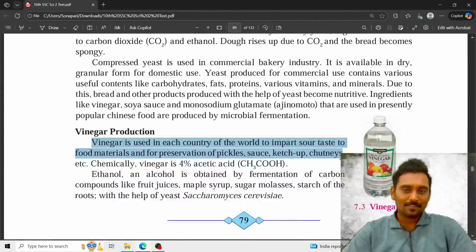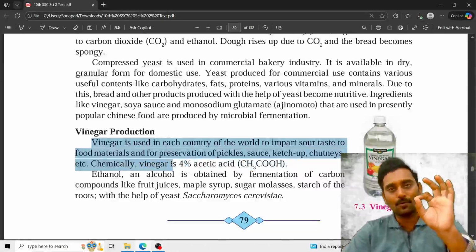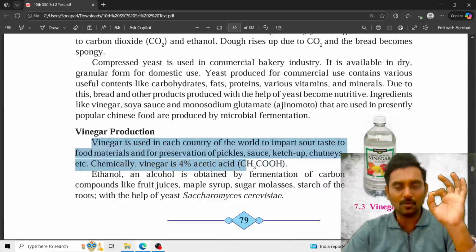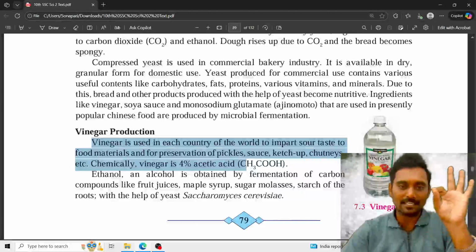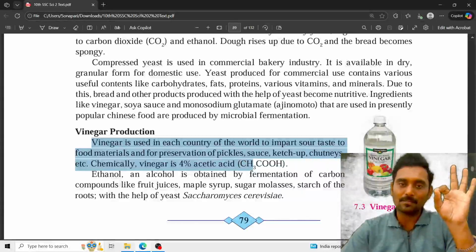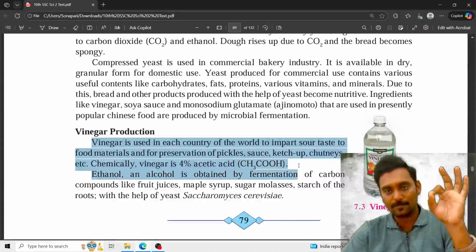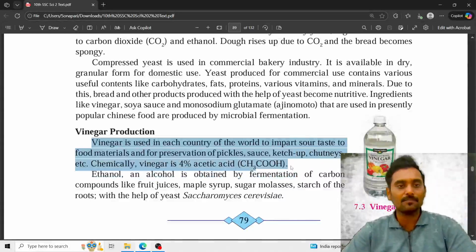Chemically, vinegar has 4% of acetic acid. Vinegar chemically constitutes 4% of acetic acid. So what is the molecular formula? CH3COOH. This is the molecular formula of acetic acid in vinegar.